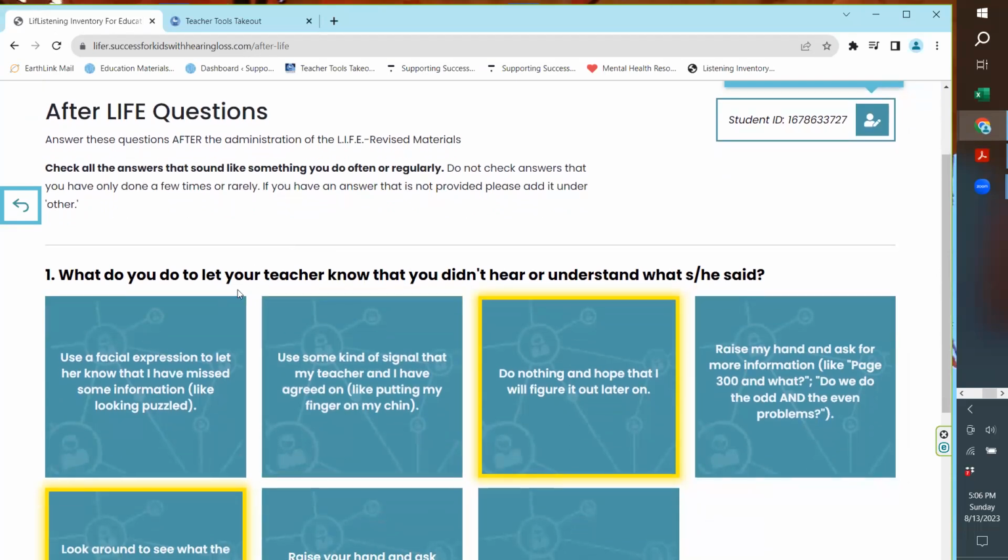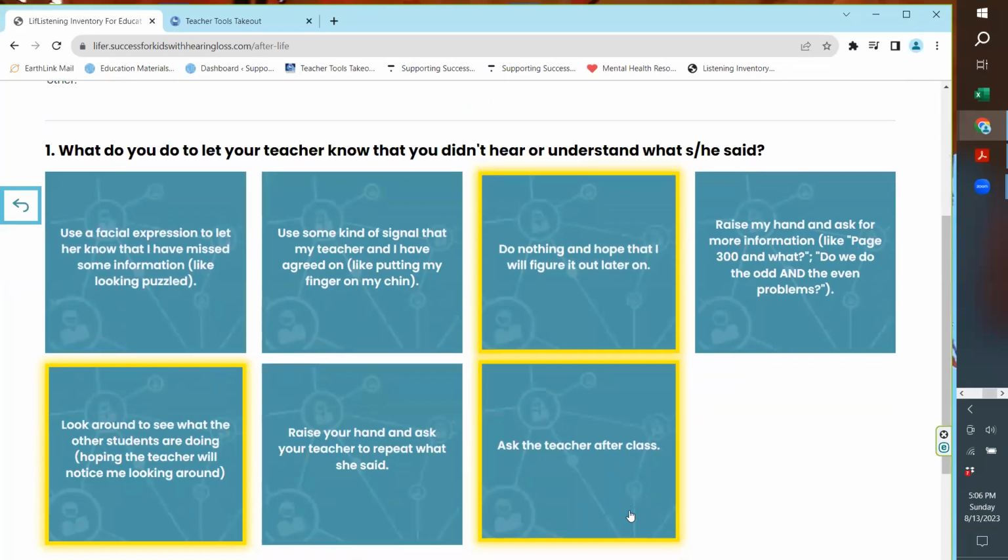Okay. The other thing is that for the afterlife questions, the students can select more than one item, but they have to do it regularly. It's not just, oh yeah, I did that once. No, this needs to be kind of, what are your fallback strategies when this happens? And in these choices, we have positive, negative, and neutral kinds of strategies.